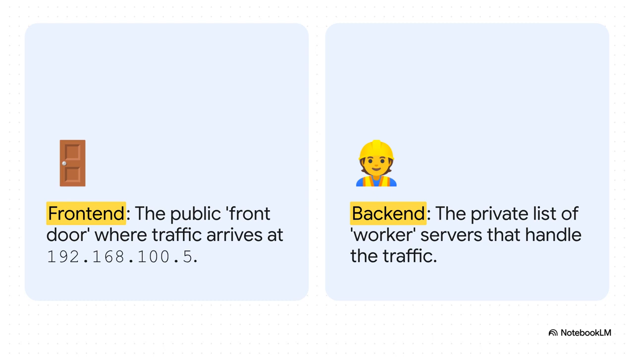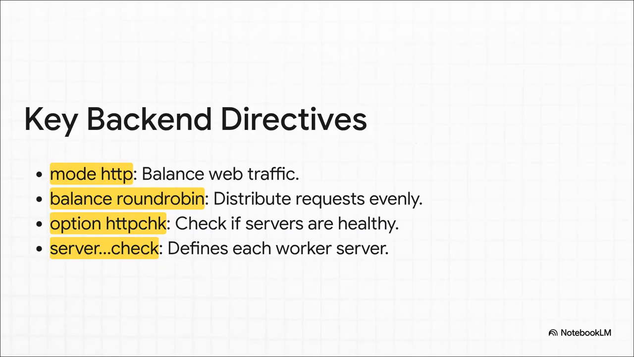Just think of it this way. The front end is the public front door to your entire application. It's the one address everyone goes to. The back end is the team of workers in the back room actually doing the work. So traffic comes in the front door, and HAProxy decides which worker gets the next job. Simple as that.